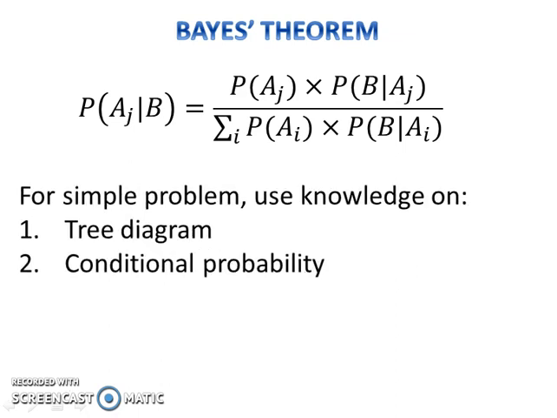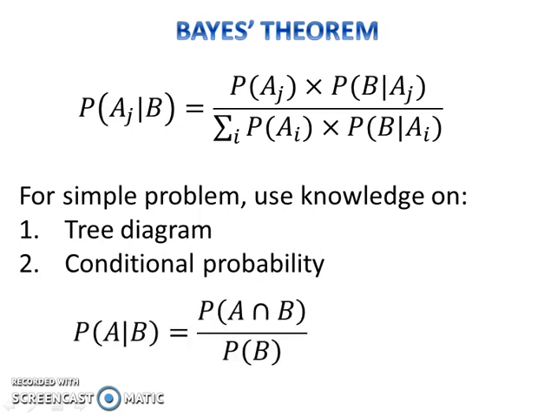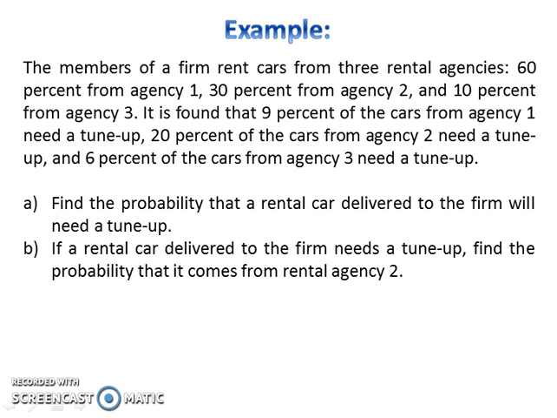to use two pieces of knowledge. First, we must use the knowledge of tree diagrams. Second, we must use the knowledge of conditional probability. That is, the probability of A given B is equal to the probability of A intersects B divided by the probability of B. Let's look at an example.